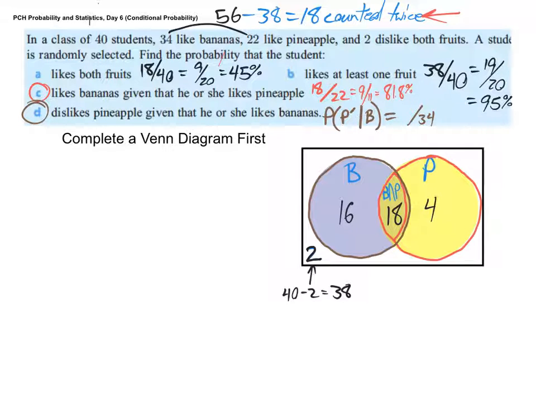16. But wouldn't it be 16 out of 16, because they're saying given that he or she dislikes pineapple and given that he or she likes bananas? I think you're thinking that the given is dislikes pineapple. The given is that they do like bananas. And then out of those, how many don't like pineapple? So it's these 16 people right there. It's a good question.